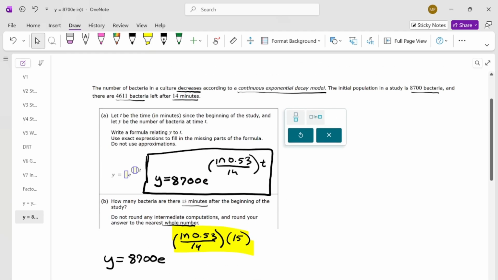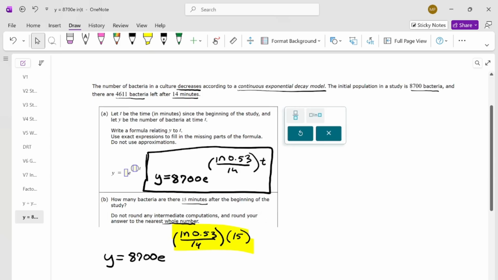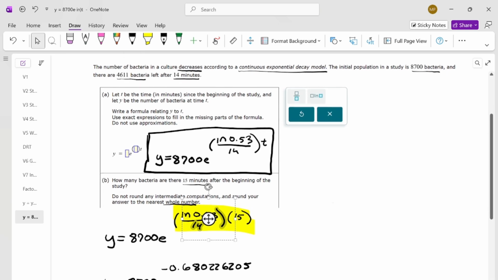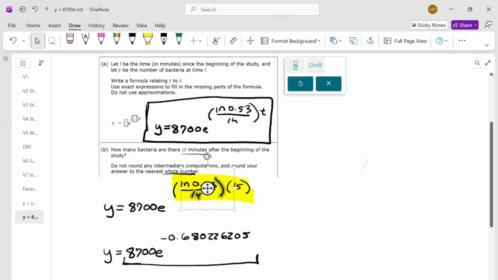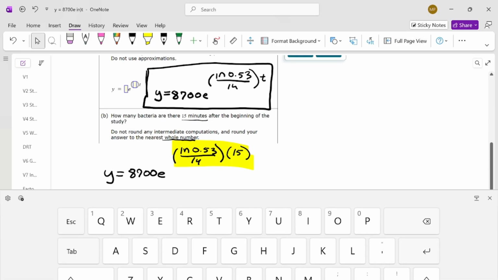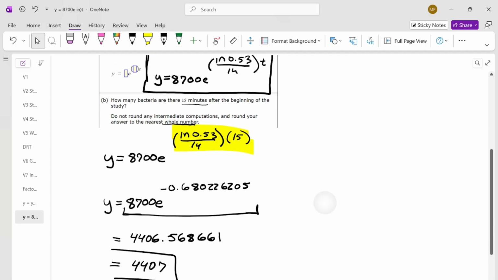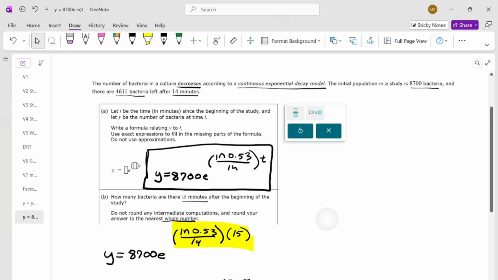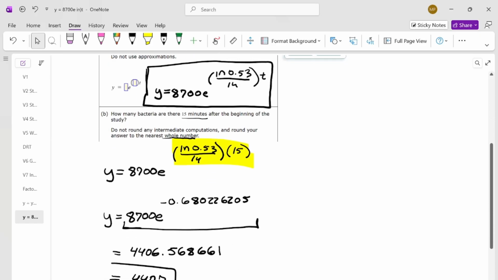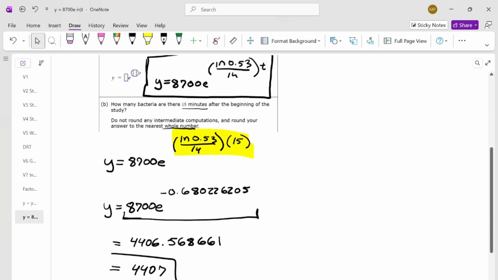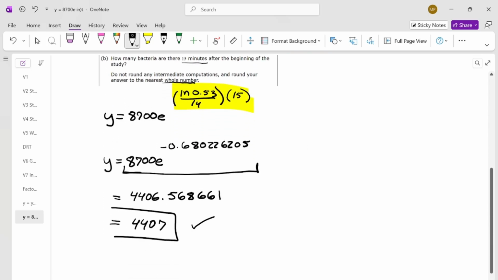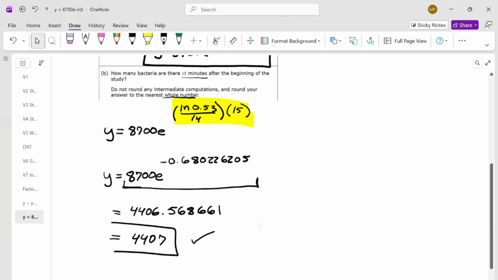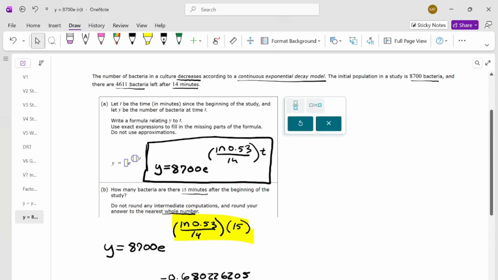And let's check to see if that makes sense. So the initial population in the study was 8,700 bacteria. And after 14 minutes, there's 4,611, so relatively half. So in 15 minutes, we should have a little bit less than 4,611, and we have 4,407. And that is less than 4,611, so that is our answer. And that is how you solve a continuous exponential decay model.